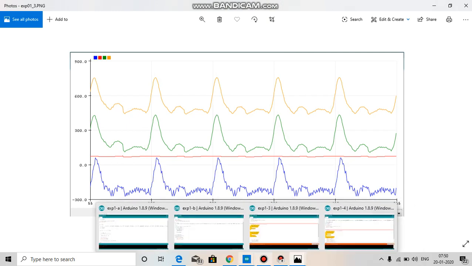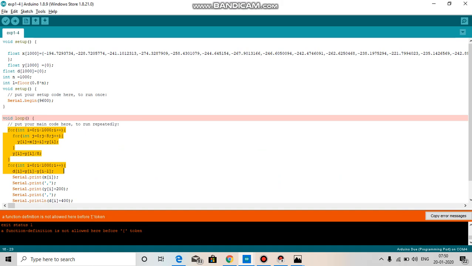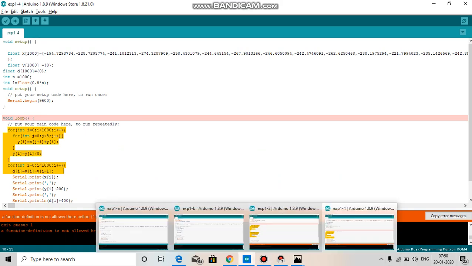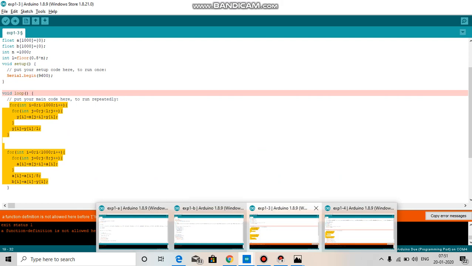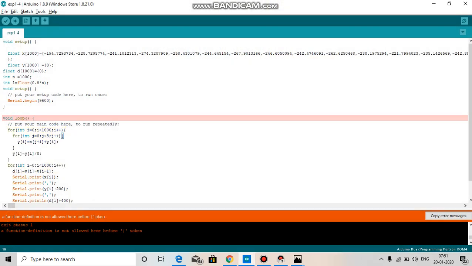And the last one is the fourth one, which is how to find the output of a signal processing system which performs a derivative filter and then performs a moving average filter with n equals 8. So here, same.